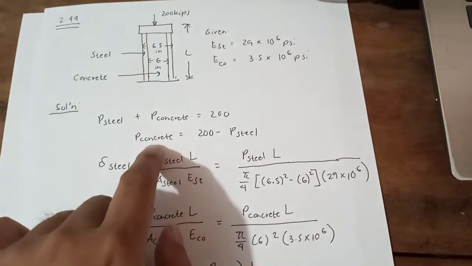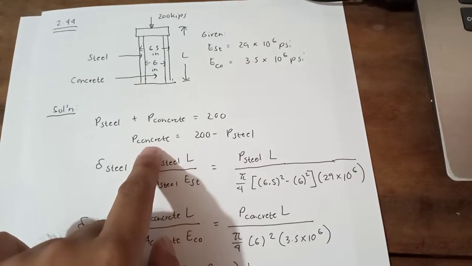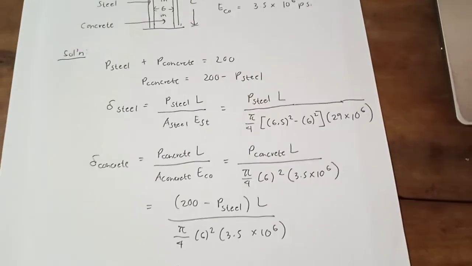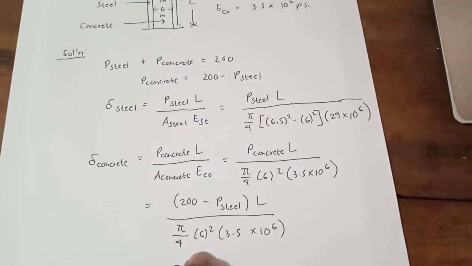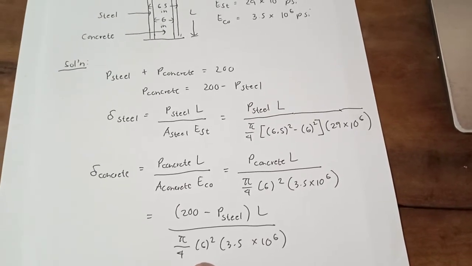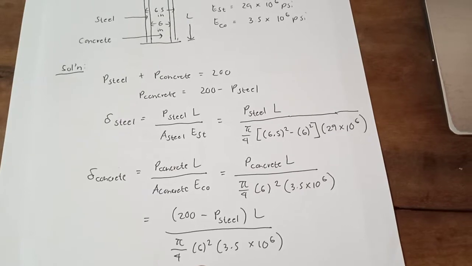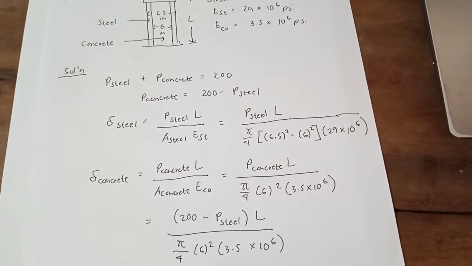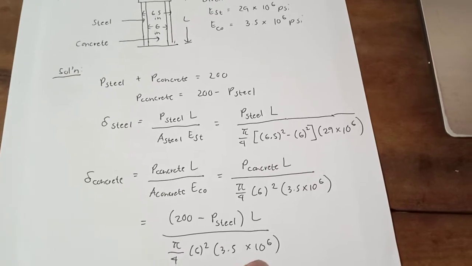And since we know that from the previous equation we formed that P concrete is equal to 200 minus P steel, we get this one: 200 minus P steel multiplied by L over pi over 4, 6 squared, multiplied by 3.5 times 10 to the 6.